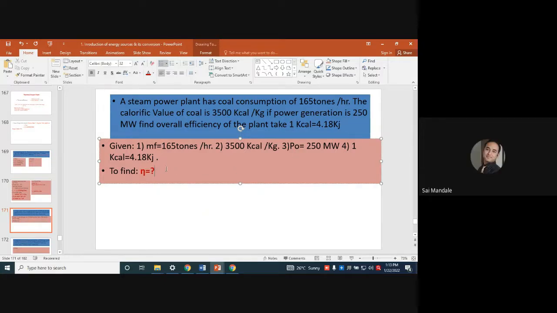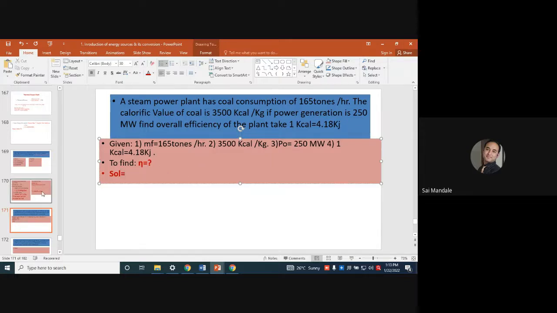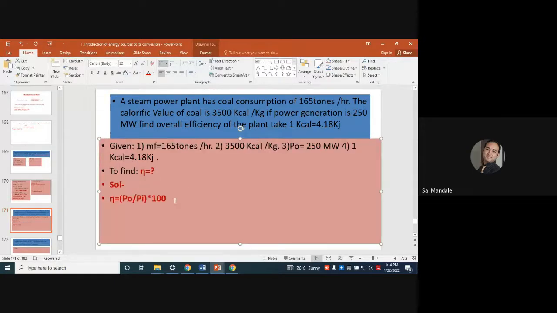Let me put out the solution over here. Simple, very good. Solution. So what is the formula? The formula is eta equals P0 upon Pi, perfectly correct. P output upon P input, times 100 as it is in percentage, no issue. Okay, so then it is equals to.